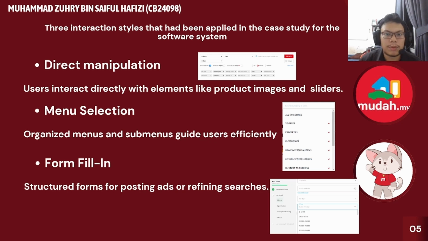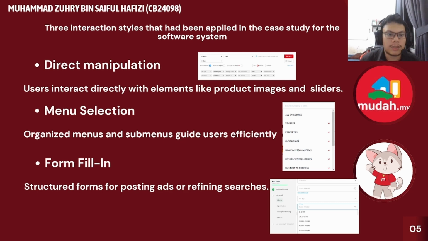For example, direct manipulation is from the picture here. Second is menu selection, that organizes menu and submenus to guide user efficiently. For example, category like vehicle to car or motorcycle like the picture shown here. Benefit for it is to ensure consistency, familiarity, and minimize error for the user to use the menus.